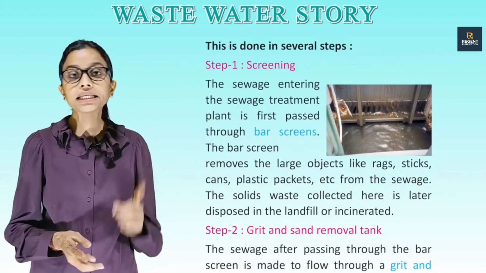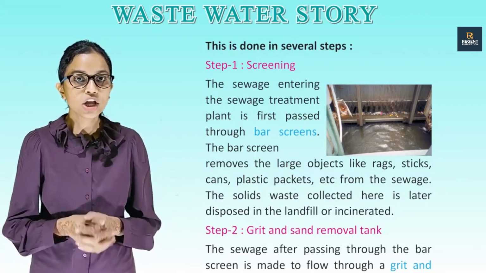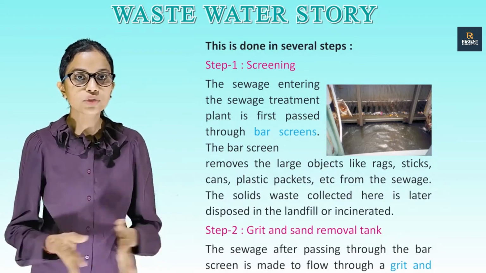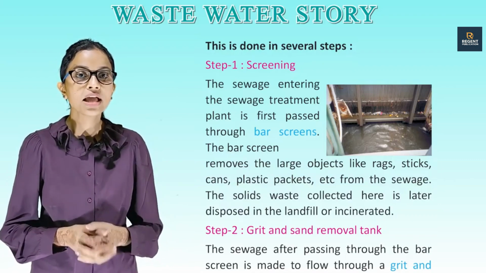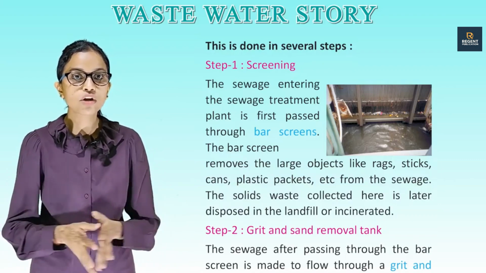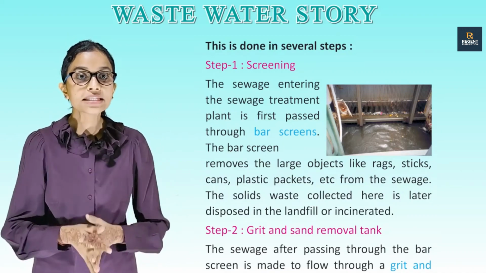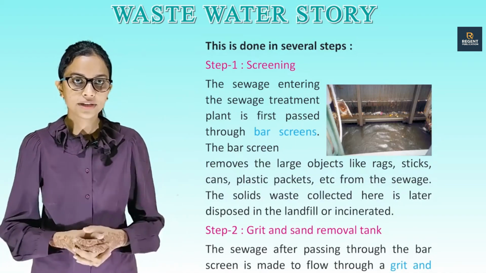Step 1. Screening. The sewage entering the sewage treatment plant is first passed through bar screens. The bar screen removes large particles like bags, sticks, cans, plastic packets, etc. from the sewage. The solid waste collected here is later disposed of in a landfill or incinerated.